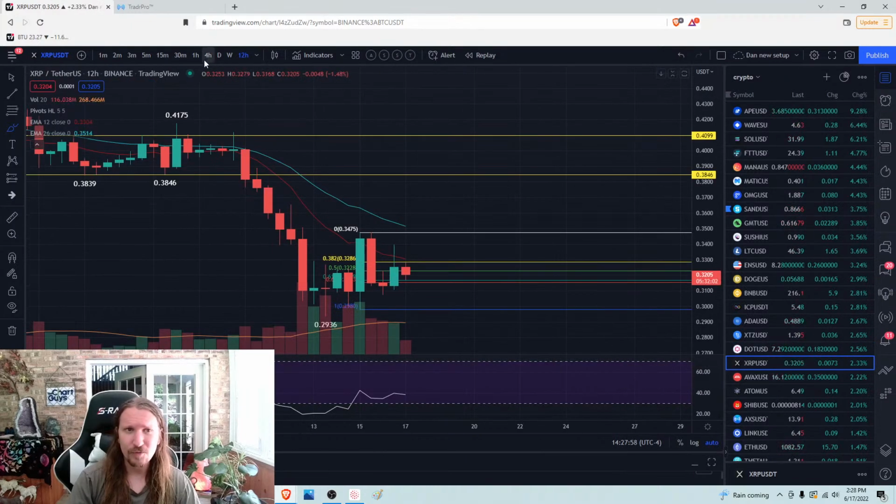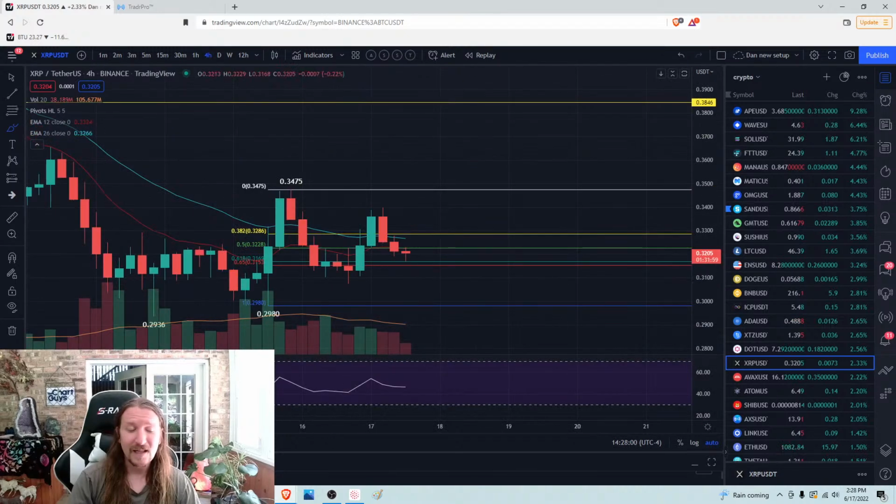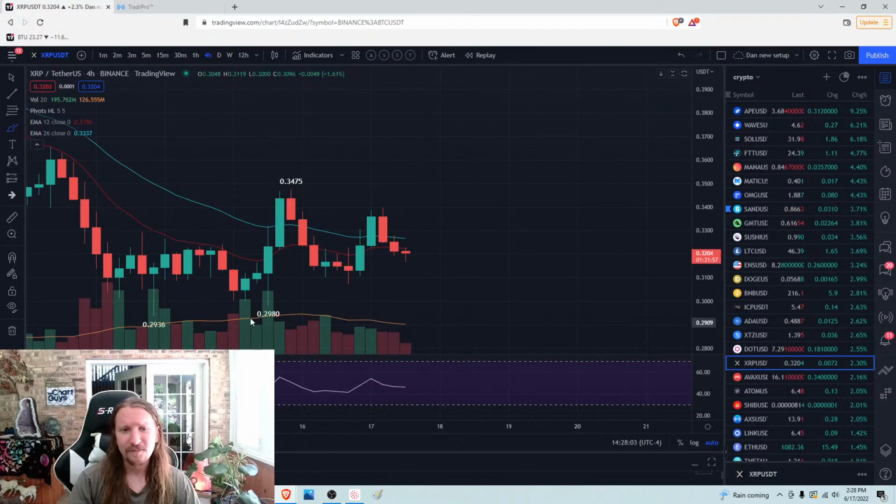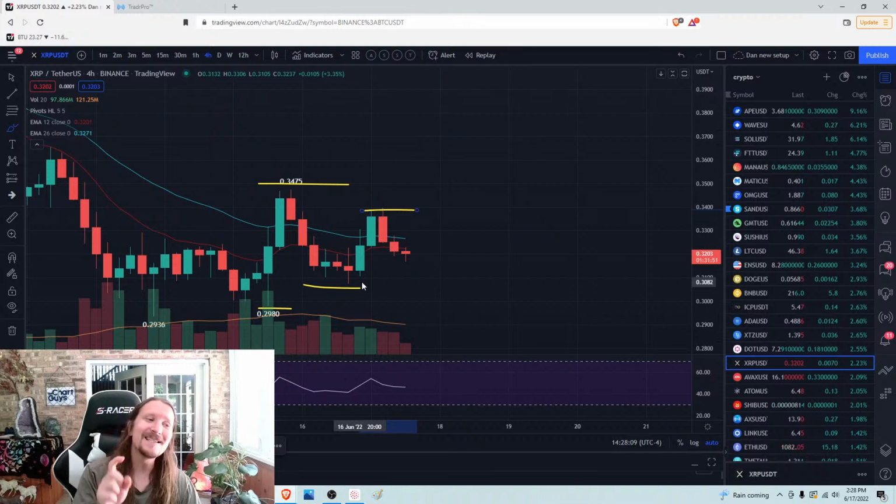XRP had a solid bull move, but I like the 4-hour on XRP. Very clear equilibrium, looking for a higher low compared to 30 cents. We're going to see some names break before others.